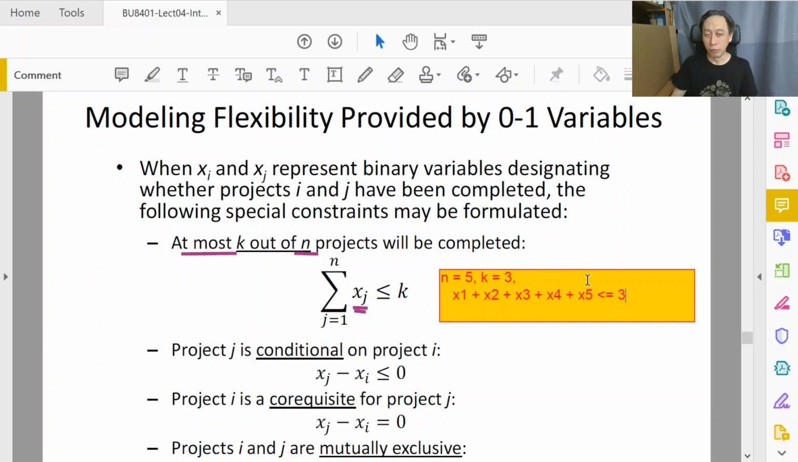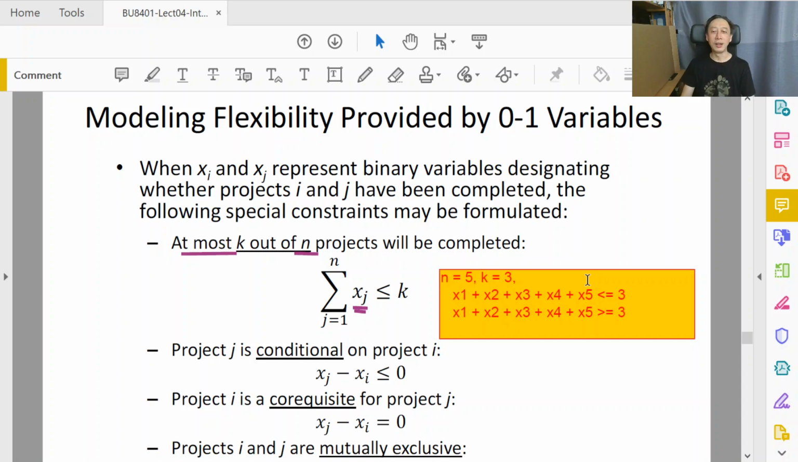That will be reflecting the desire to constrain it to choose at most 3 projects out of 5. Does it make sense? Yeah. What if we need at least? All right, so using the same example, if we are to choose at least 3 projects out of 5, so it could be 3, 4, or 5. Yes, you get it. It's basically just turning the sign.